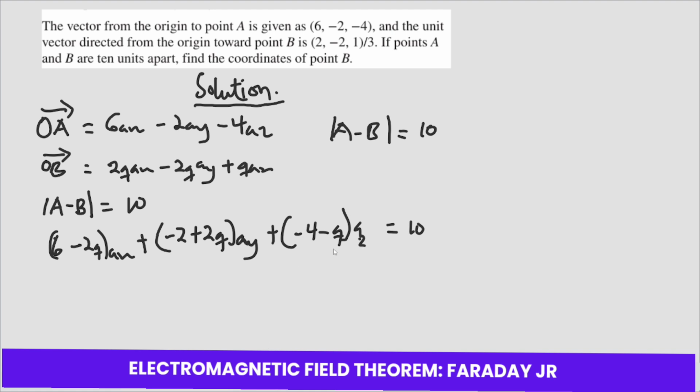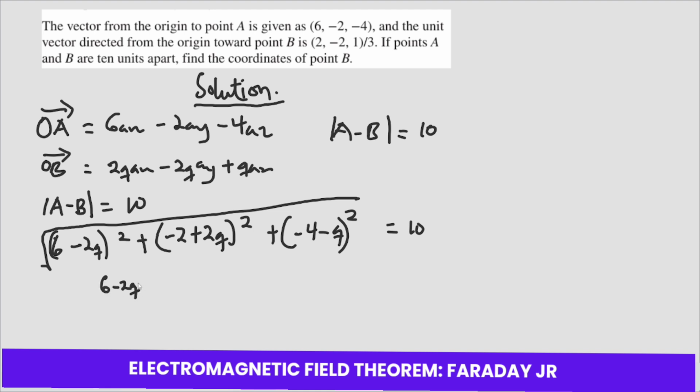If I want to find the square root, I can remove the coordinates to make it simpler. Now each term is squared, and that should be equal to 10. Now I can also remove my square root and put it here, so that I get 6 minus 2q.